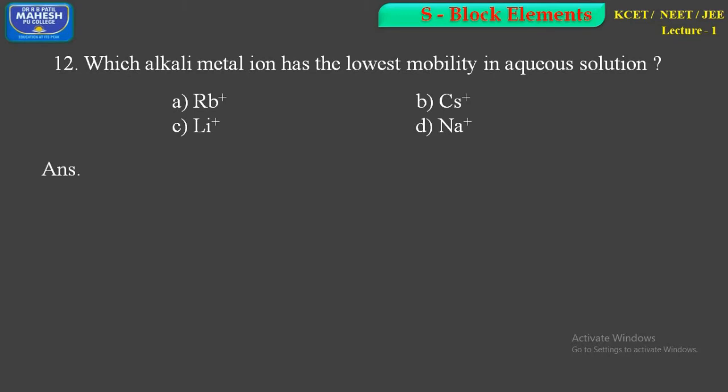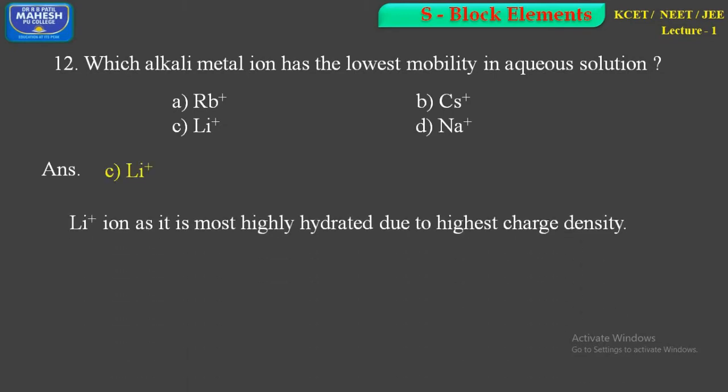cation. Lithium cation is the alkali metal ion which is having lowest mobility in aqueous solution, and the reason for this is lithium cation is the highest hydrated among the following due to its highest charge density. So option C is the right answer, lithium cation.